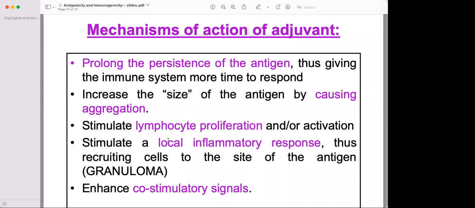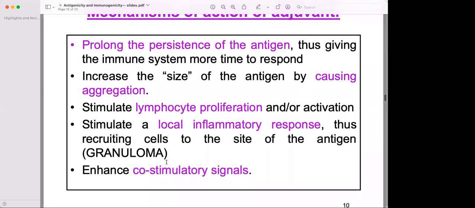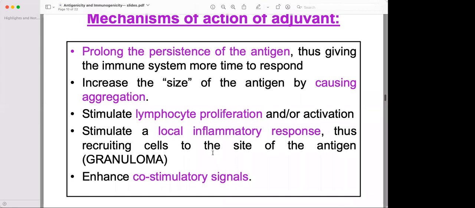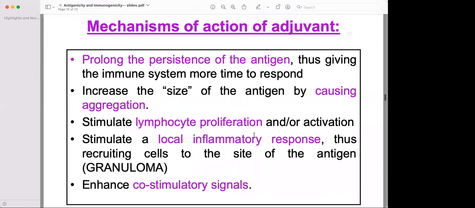The adjuvant is also able to enhance co-stimulatory molecules and co-stimulatory signals. I'm not sure if at this point you have learned the cytokines, but we have got co-stimulatory signals which could be recruited at a site where this biological agent has been injected or introduced into the body of an individual.